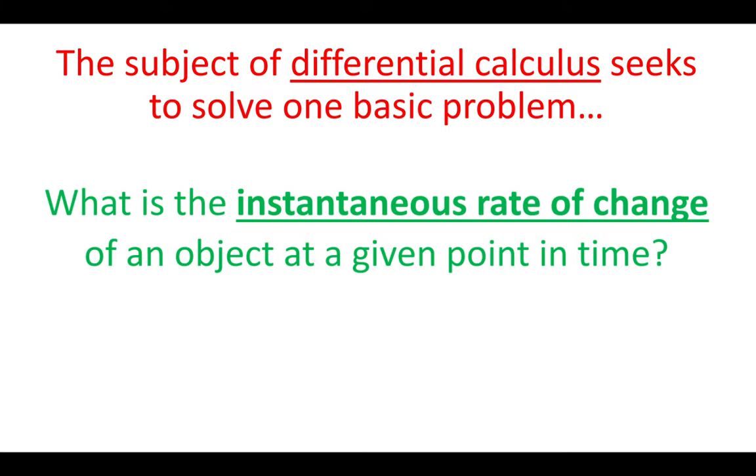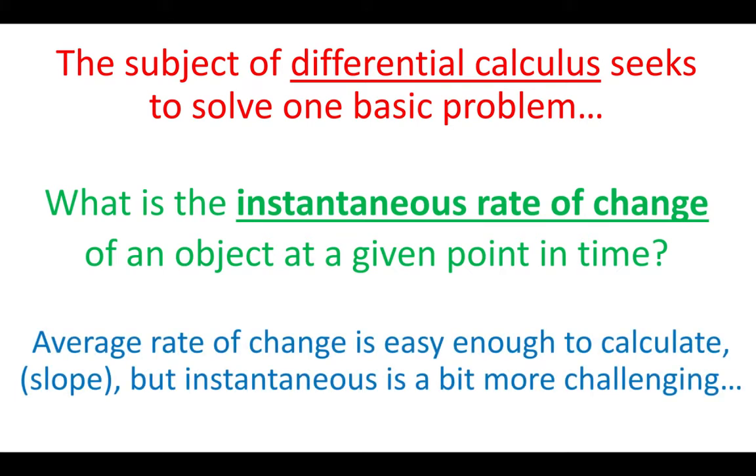Prior to this, they had methods for finding the average rate of change, right? That's easy enough to calculate. An average rate of change is just a slope. That's something you've called slope, back in 7th grade or whatever, an average rate of change. But we don't have a good way of finding an instantaneous rate of change.